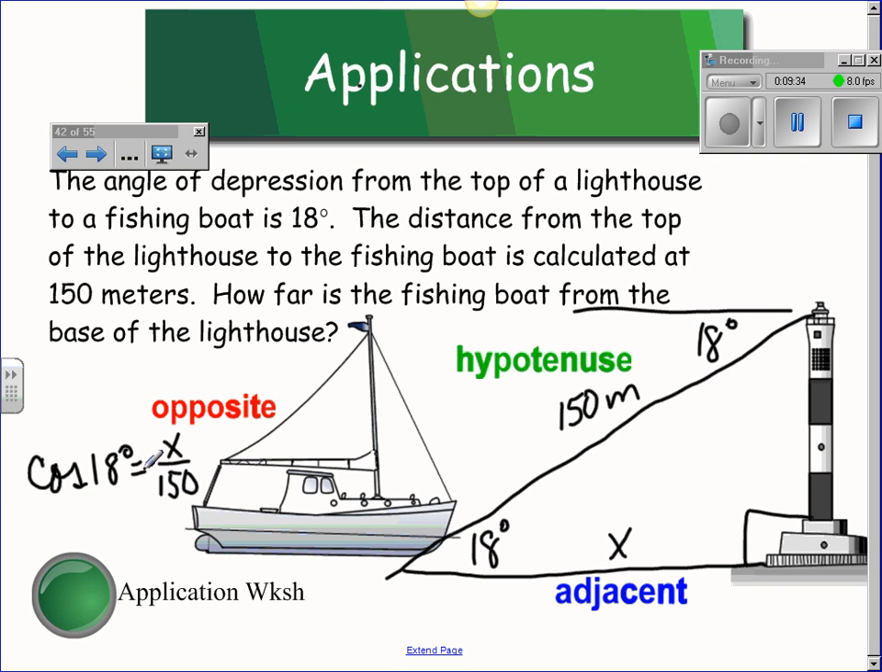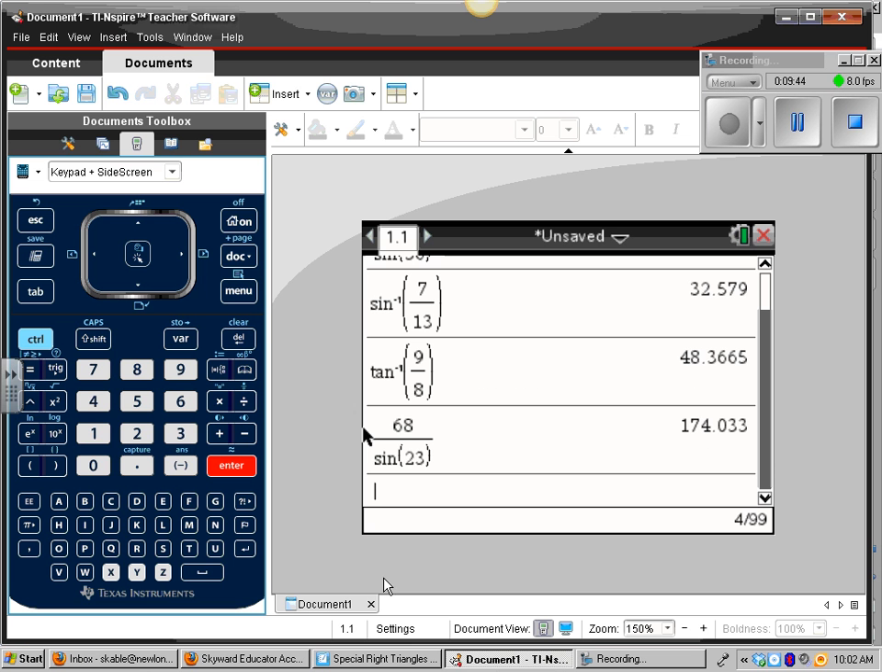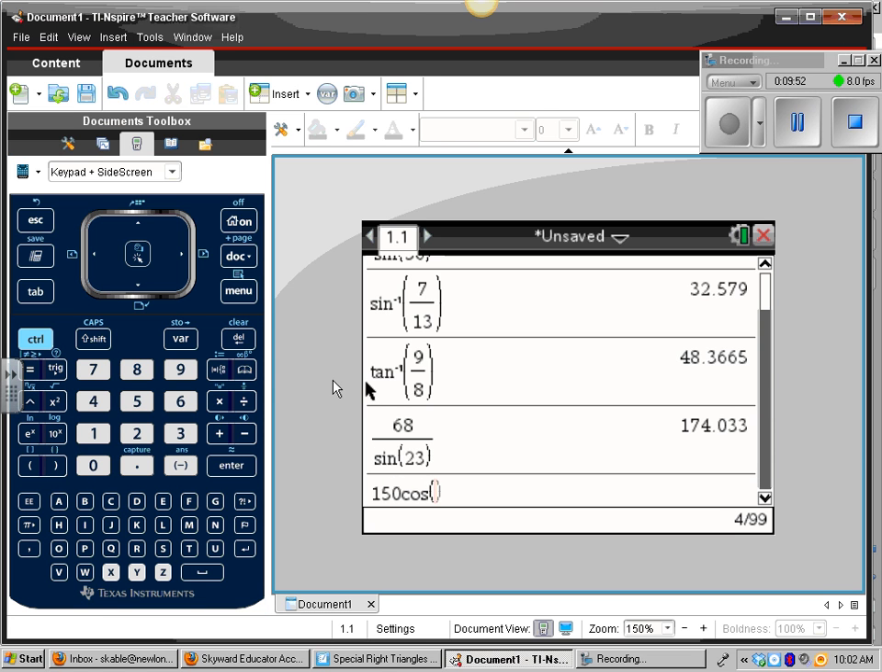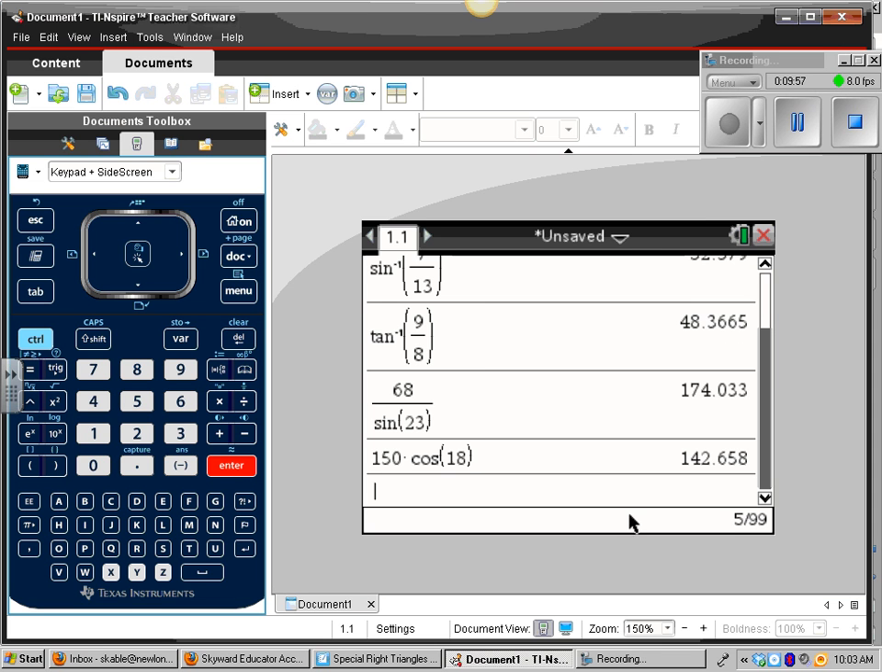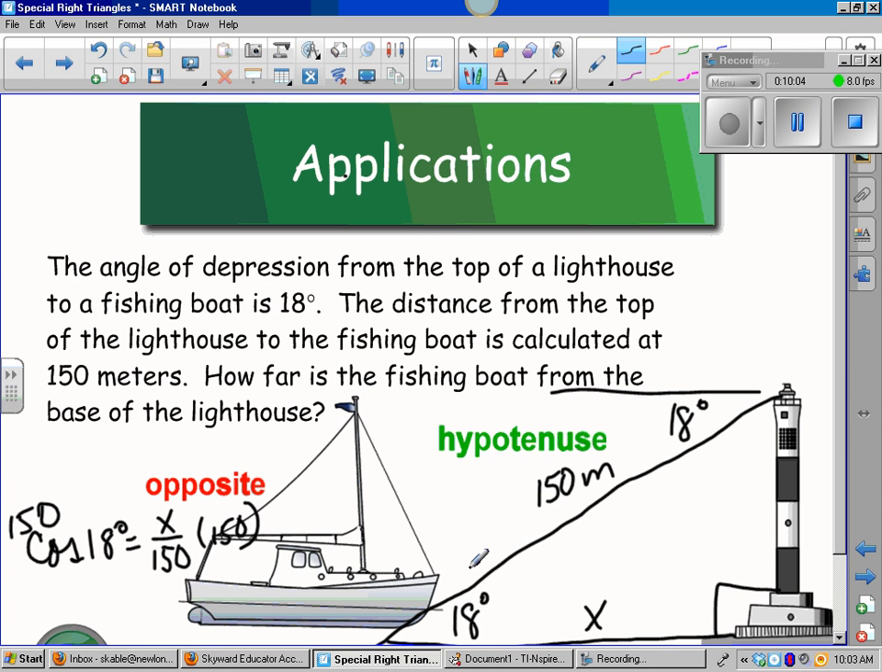Now notice here the letter's on top, and hopefully you remember how to solve that. That means we just multiply both sides by 150. And now it's all calculator work. So we would type that in with the handy dandy calculator. We take 150, then our function of cosine, and then type in our 18 degrees, and then hit enter. So how far is the boat from the lighthouse? About 142.7. So that would be our answer. 142.7 meters, and we label it.